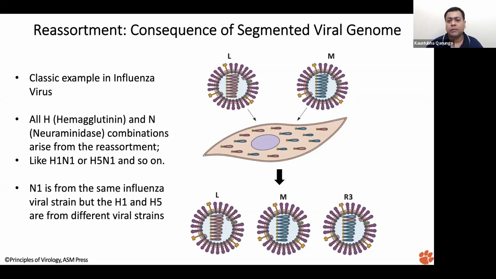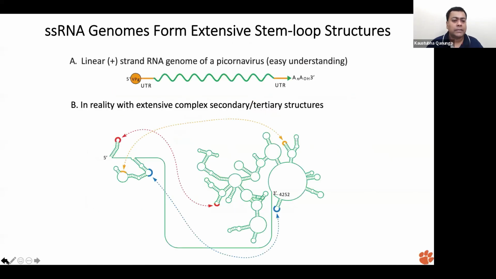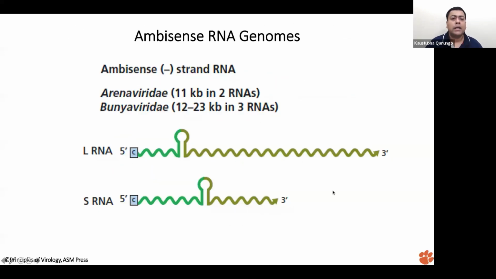This happens, I think, around 2016 or 17. The vaccine was not that great, and this can sometimes happen as well. All right, so the last type that we are talking about is called the ambisense RNA genome. You find them in the Arenaviridae and Bunyaviridae. So these actually do have 2 segments.